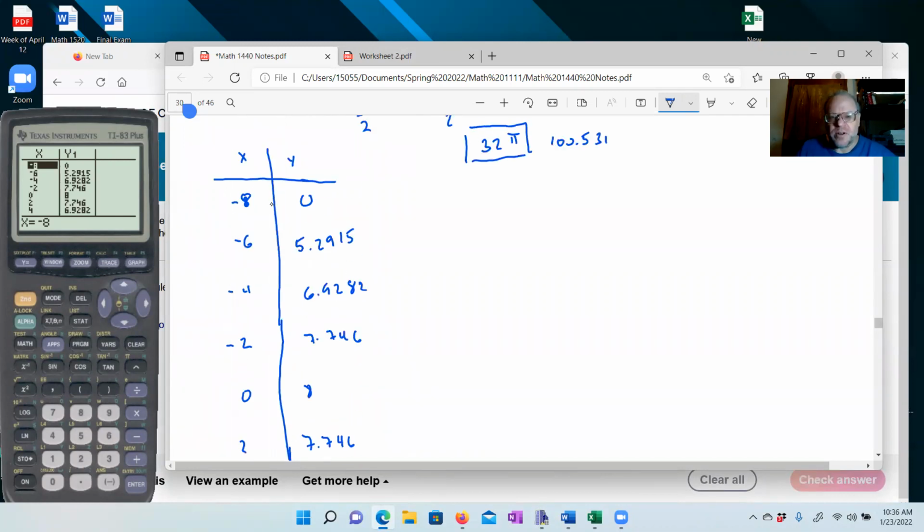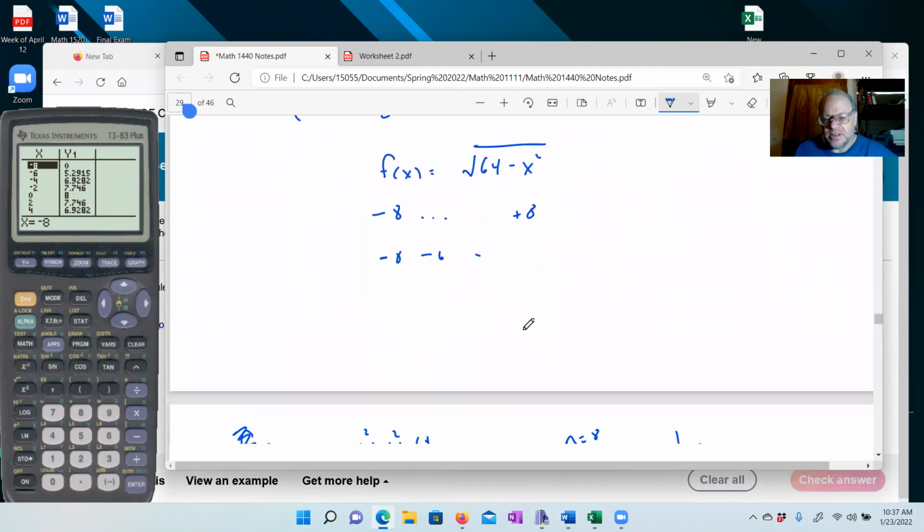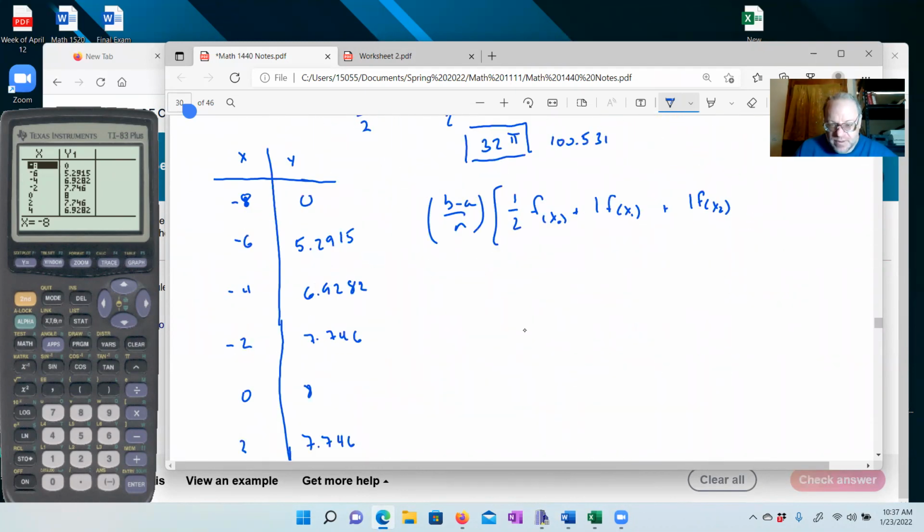All right. So to do the trapezoid rule, we have b minus a over n, right? And then what we're going to have is 1/2 of the first one plus 1 of the second one plus 1 of the third one, etc. So we're going to take half of the first one, which is 0, and then we're just going to add these up. So b minus a over n happened to be 2, I believe, so we have twice.